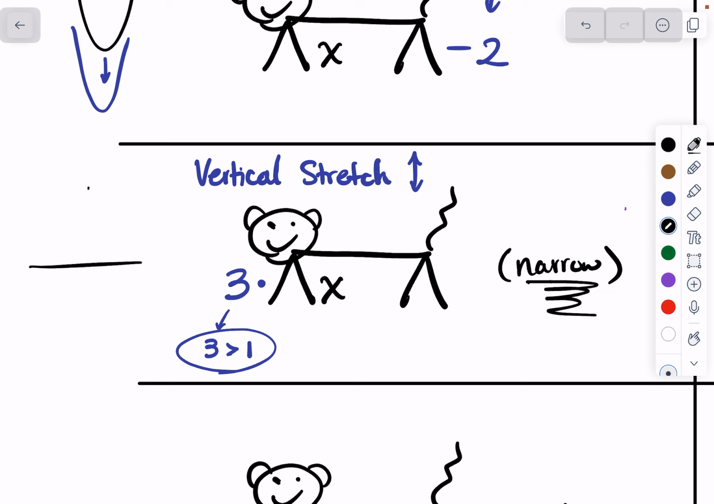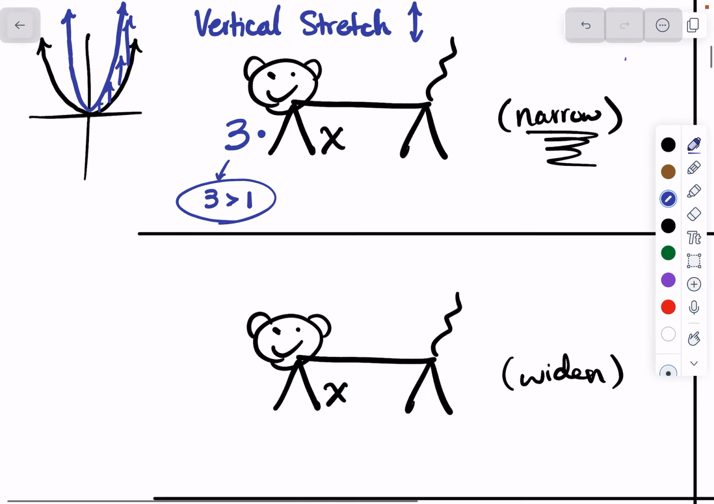Right, so if I were to draw another parabola, essentially anything that's not touching the x-axis, the y value is going to be multiplied by 3. So the higher they are, the farther they go. Right? And so you get like a very narrow parabola after the stretch. Right? So it's a vertical stretch.